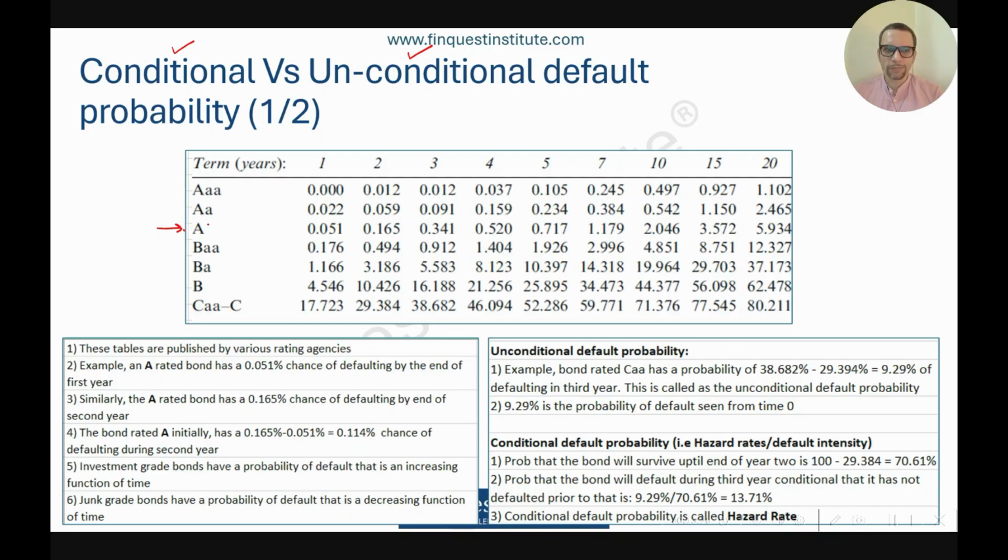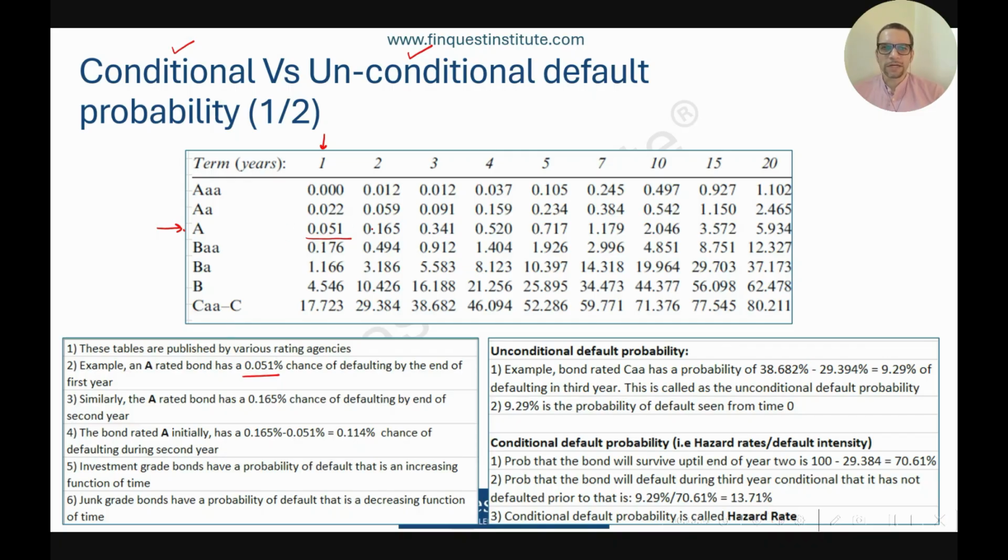So if I focus on a bond which is currently rated A, then if we look at year 1, we see the number as 0.051. So this means that a bond which is currently rated A has a 0.051% chance of defaulting by the end of the first year. So that's the interpretation of 0.051.